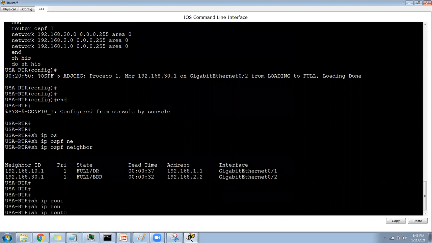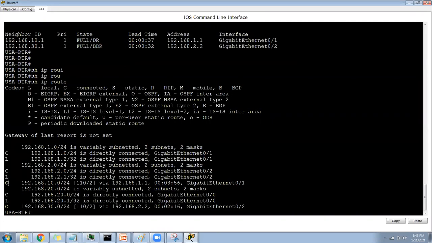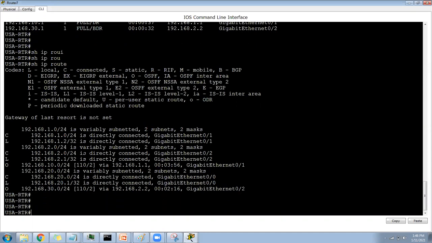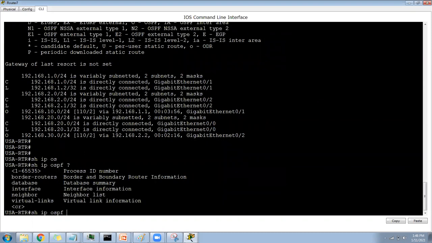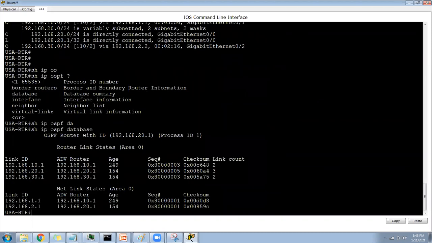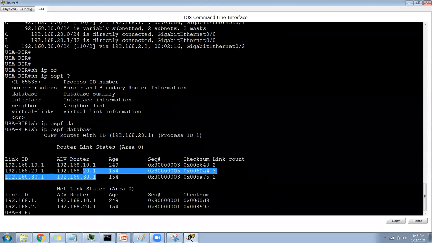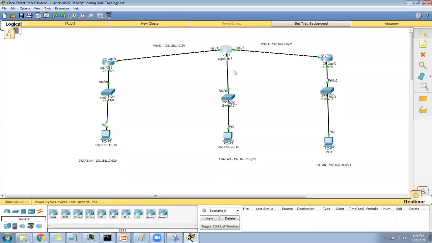Then show ip route. If you see, you can see the O. O means the route came via OSPF. One more thing there: show ip ospf database. It actually maintains the database of all the advertised routes. These are the routes. So now, can you see the difference?